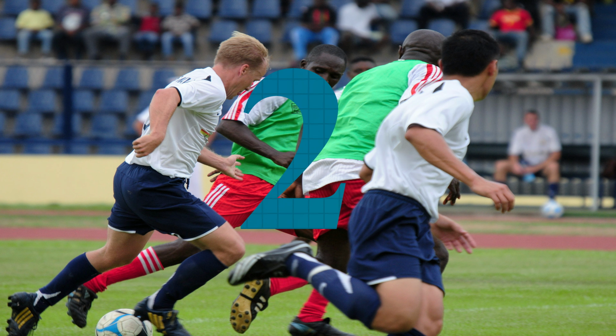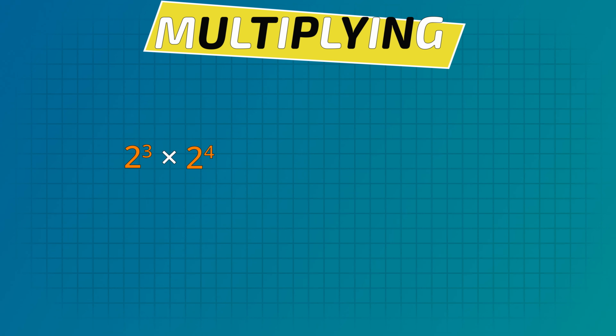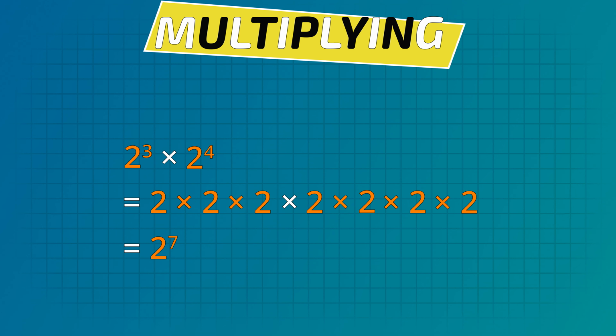Now that we know how to write the expanded form, let's multiply. 2 to the exponent of 3 multiplied by 2 to the exponent of 4 equals 2 times 2 times 2 multiplied by 2 times 2 times 2 times 2. That's 2 to the exponent of 7. Now look at the exponents. Can you see a quicker way? When multiplying numbers with exponents, we added the exponents. 3 plus 4 is 7.